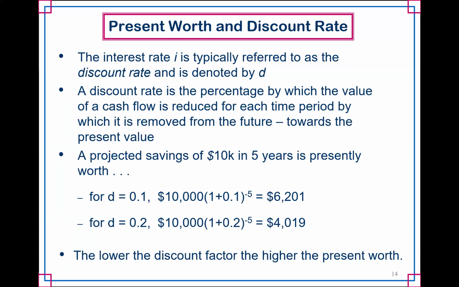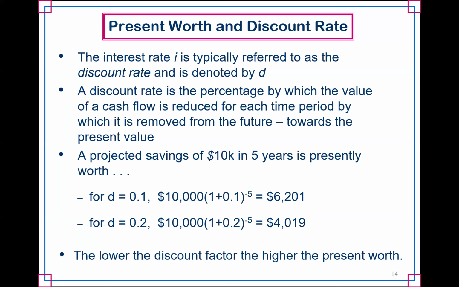So if I want to take a look at something that is going to save me $10,000 in 5 years, what is its present worth? What does it look like to me? So that $10,000 in 5 years, if I have a discount rate of 0.1 or 10%, it's going to look like about $6,200, not $10,000, but $6,200. If I can get a competing rate of 20%, now that 10K is only worth about $4,000. So it makes it way less valuable when you look at it from a present value using the discount rate.